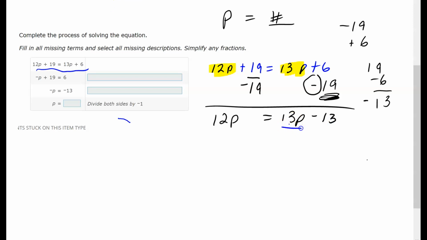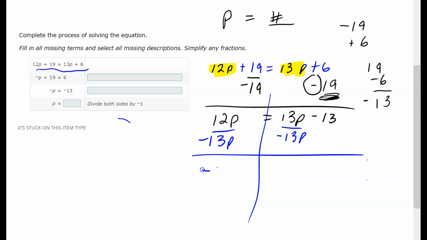And then remember, we want to get all the p's on the left side, so we need to subtract 13p from both sides of the equal sign. So we're going to get negative p equals negative 13. And the last step is now it's negative 1 times p, so we have to divide it by whatever number that is. And whatever we do to the left, we have to do to the right.